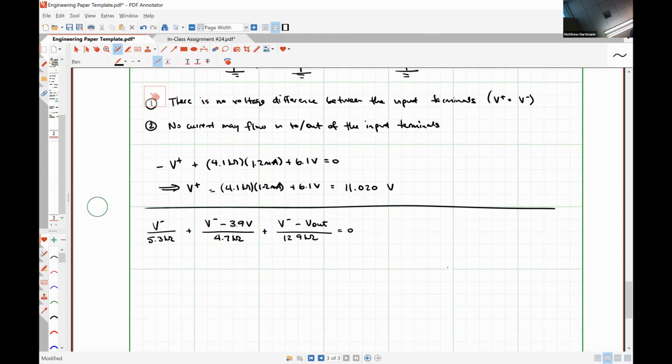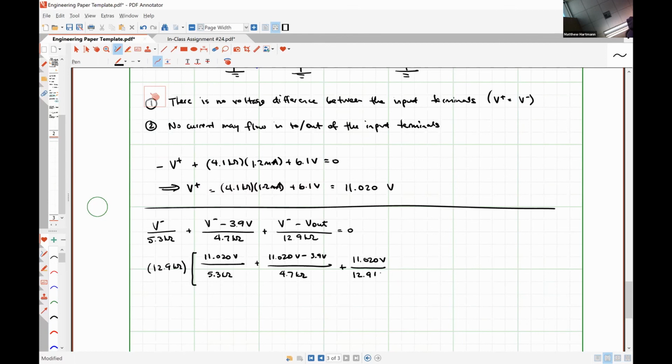And so we can rearrange this and say that 12.9 kilo ohms times 11.020 volts over 5.3 kilo ohms plus 11.020 volts minus 3.9 volts divided by 4.7 kilo ohms plus 11.020 volts divided by 12.9 kilo ohms is equal to V out. And then we would just put that into our calculator.